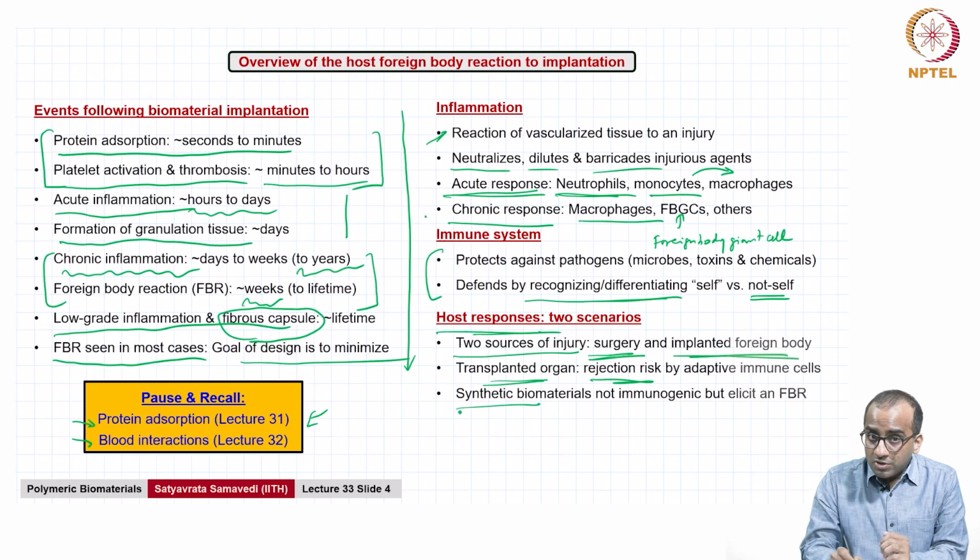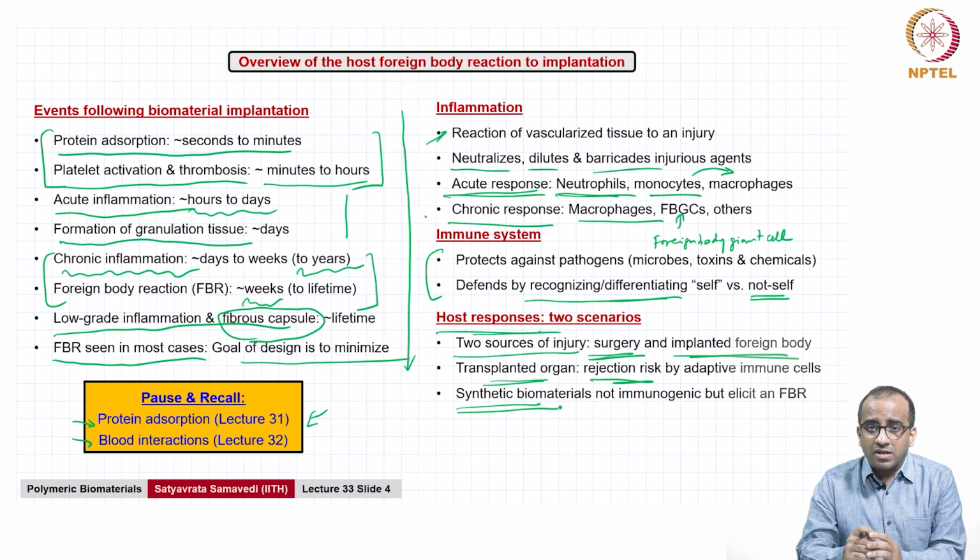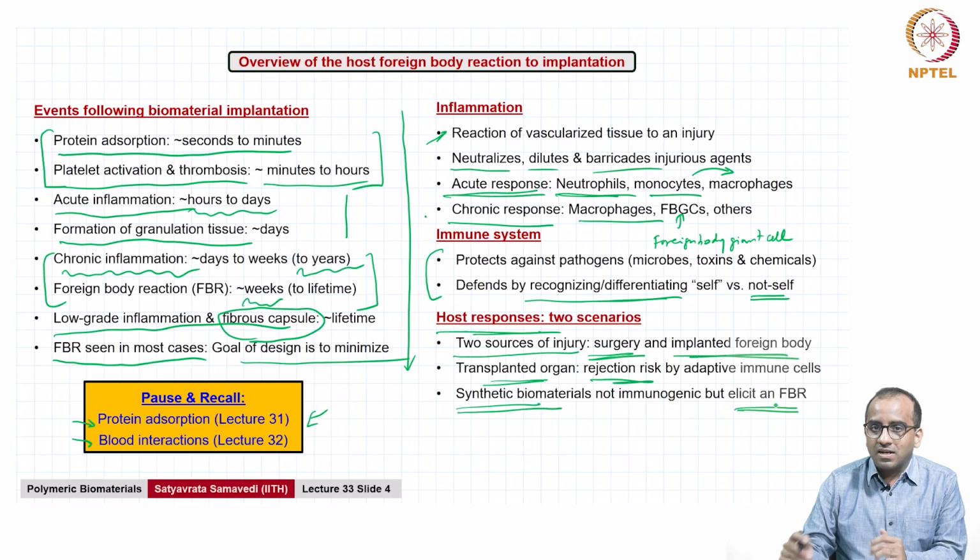But in most cases, when you use synthetic biomaterials, this was not a problem because synthetic biomaterials are not immunogenic. So the body doesn't have specific mechanisms to recognize synthetic biomaterials except through protein adsorption and others. And so the host will take a slightly different approach to synthetic biomaterials and elicit an FBR instead of immune rejection. And these two are quite different.